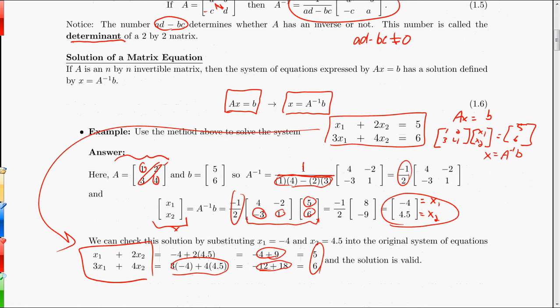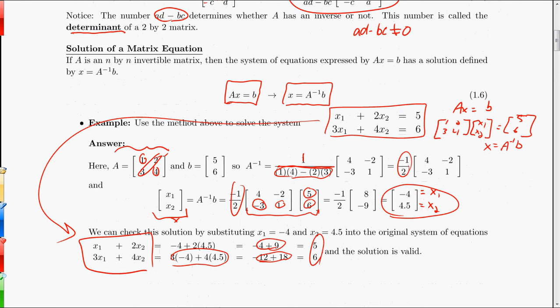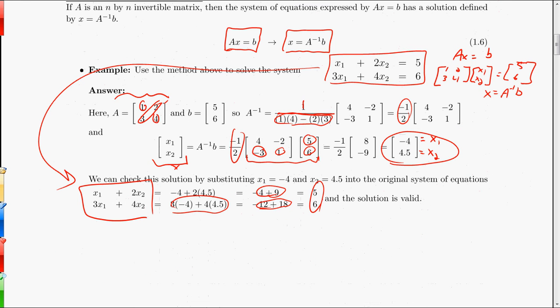So we start off with the system, convert it to a matrix equation, get the inverse of the coefficient matrix, and we can get the solution quite easily. Notice that was without any Gaussian elimination or row reduction as we did it in the last chapter.